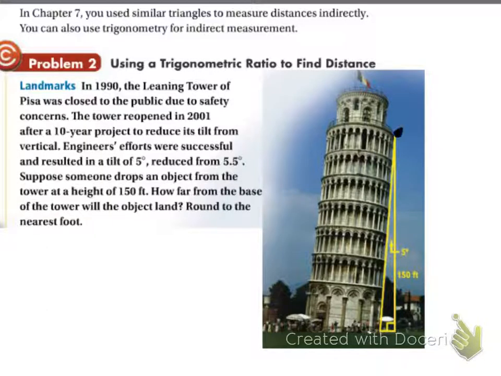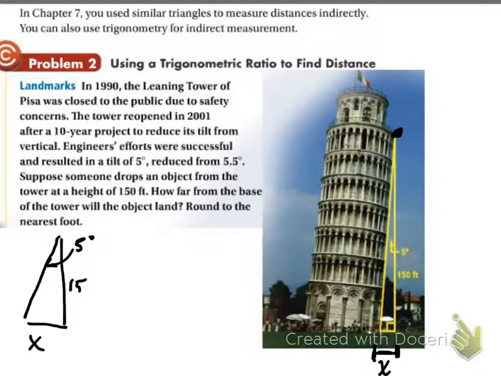Alright, so we've got the person up here dropping the object. What we're asked to calculate is how far from the base it will land. From here to here, that's going to be our distance x. If you want, you can draw that triangle that you see here. This is going to be 5 degrees, this is going to be x, and this is going to be 150. And we want to find what x is.